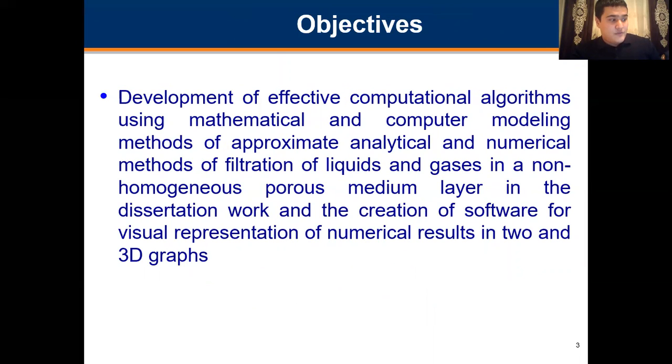The objective of this article is the development of effective computational algorithms using mathematical and computer modeling methods of approximate analytical and numerical methods of filtering of liquids and gases in a non-homogeneous porous medium layer in the dissertation work, and the creation of software for visual representation of numerical results in 2D and 3D graphs.